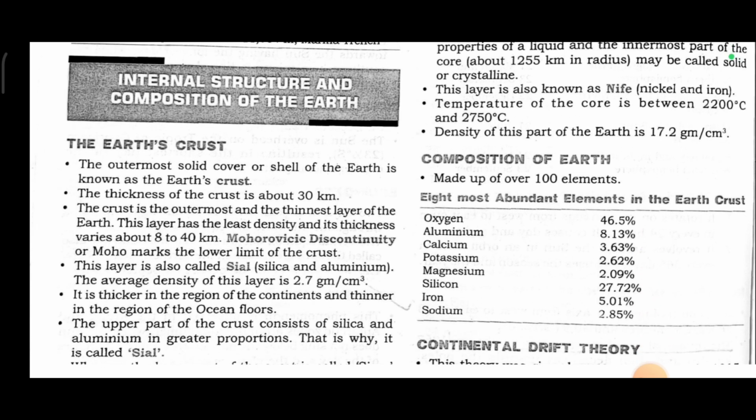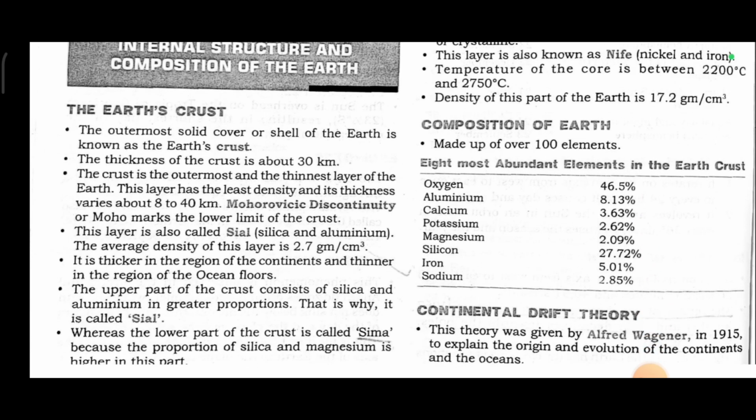The earth's crust. The outermost solid cover or shell of the earth is known as the earth's crust. The thickness of the crust is about 30 km. The crust is the outermost and the thinnest layer of the earth. This layer has the least density and its thickness varies from about 8 to 40 km. Mohorovicic discontinuity, or Moho, marks the lower limit of the crust.